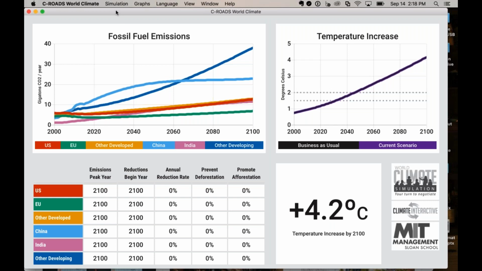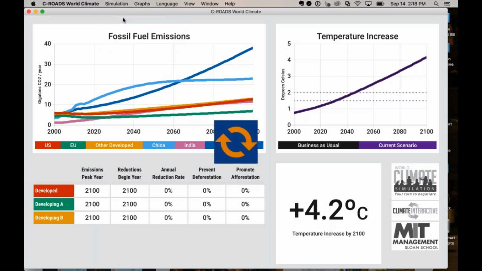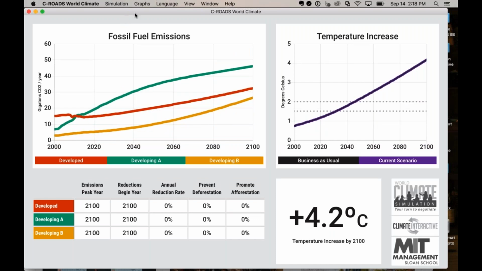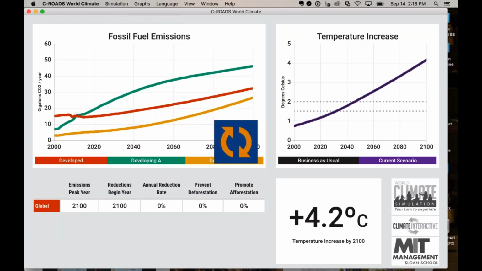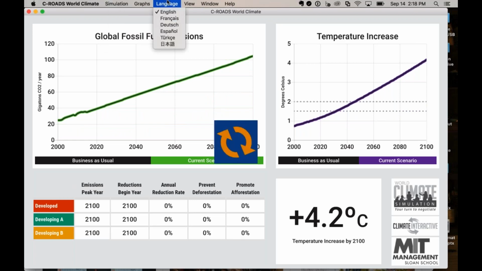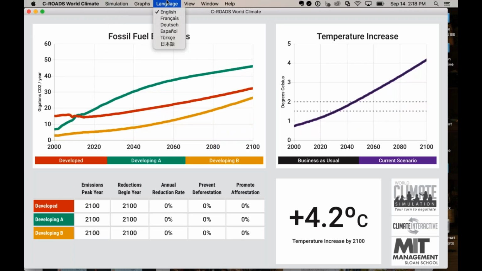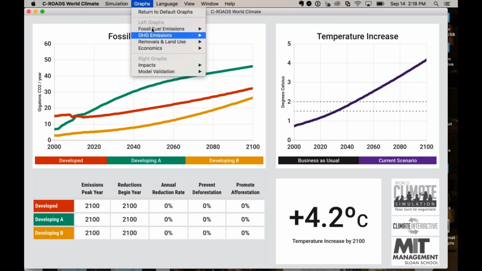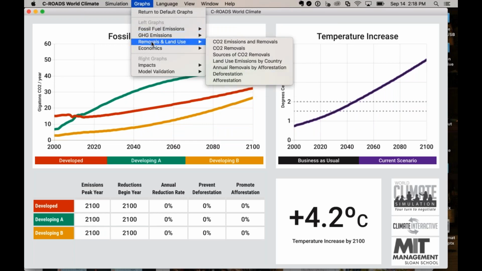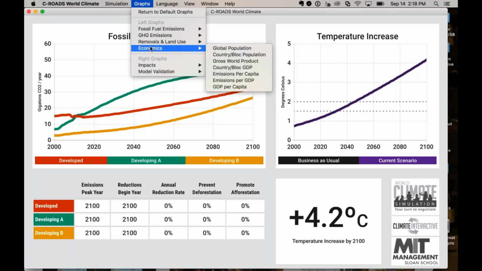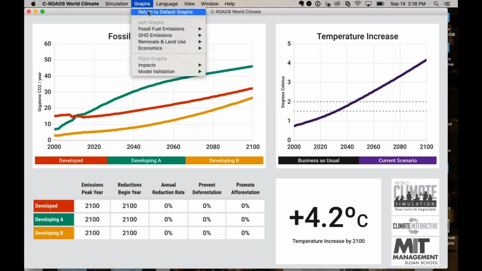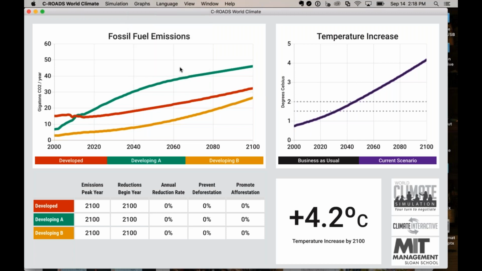And C-ROADS also, I mentioned that we have a 3-region version and a 6-region version of World Climate. So you can just go under simulation here and switch over to 3-region if you're using the 3-region mode, or you can even look at just a global 1-region mode. C-ROADS is also available in a number of different languages. So currently we have it in French, German, Spanish, Turkish, and Japanese. And then there are also a lot of other graphs that you can explore. So you have lots of graphs looking at things like CO2 removals, deforestation, or emissions per GDP, all kinds of different things that you can explore on your own.